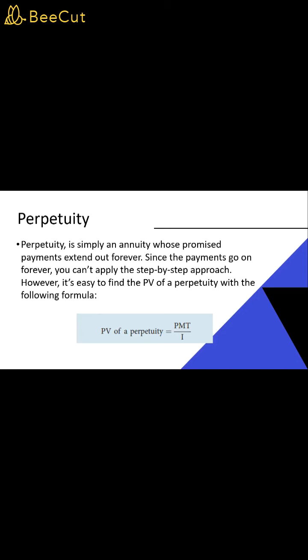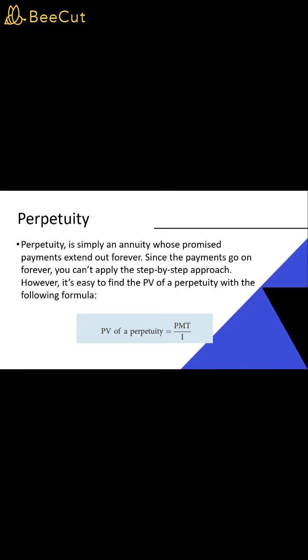If you wanted to find the present value, how are you supposed to do that? Because you don't know n, it's an infinite amount. So the formula to calculate a perpetuity is payment divided by I. Whatever amount you're getting on a regular basis is the payment, and you divide it by the interest rate. If the interest rate is 7%, and let's say you're getting $1,000, it's $1,000 divided by 0.07.